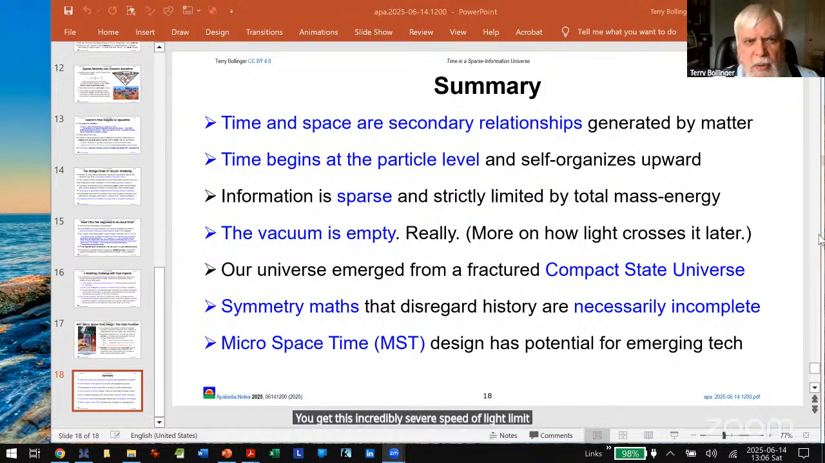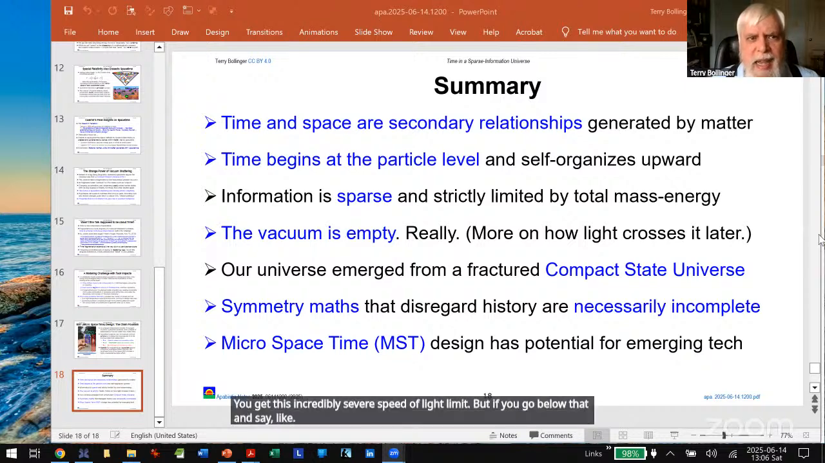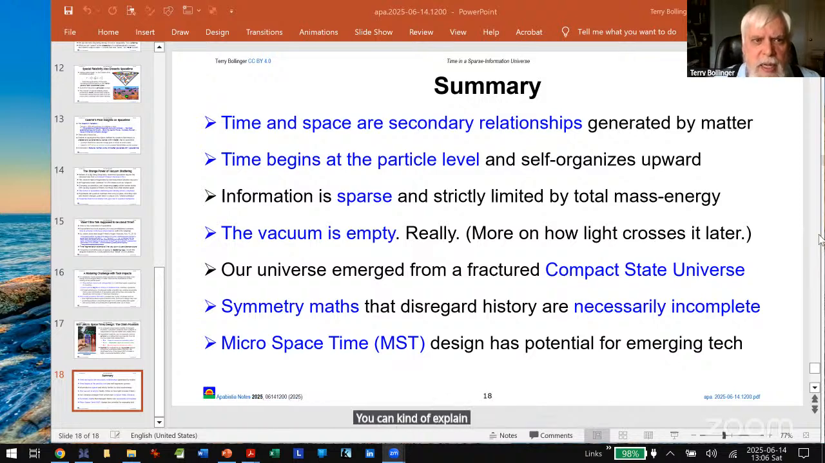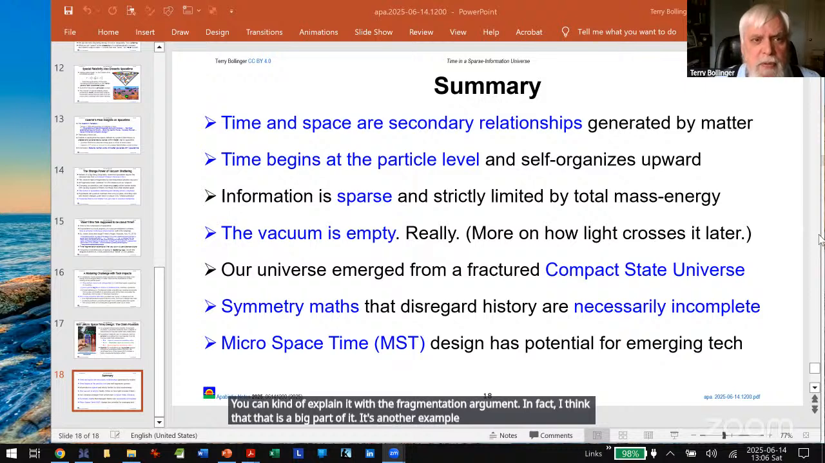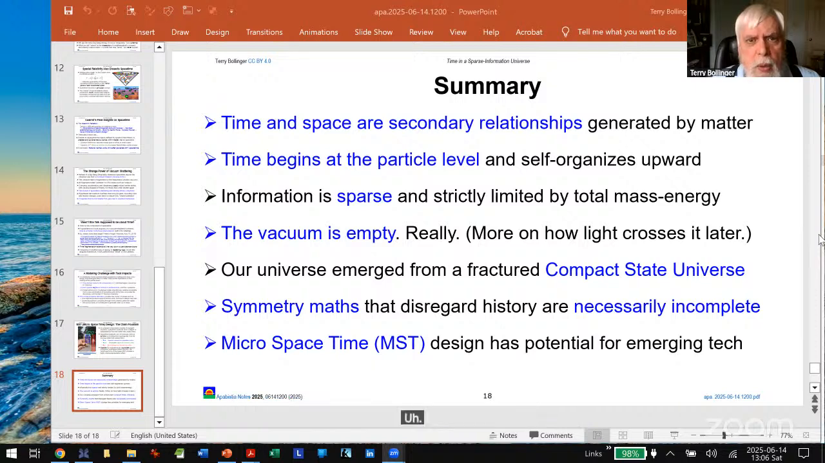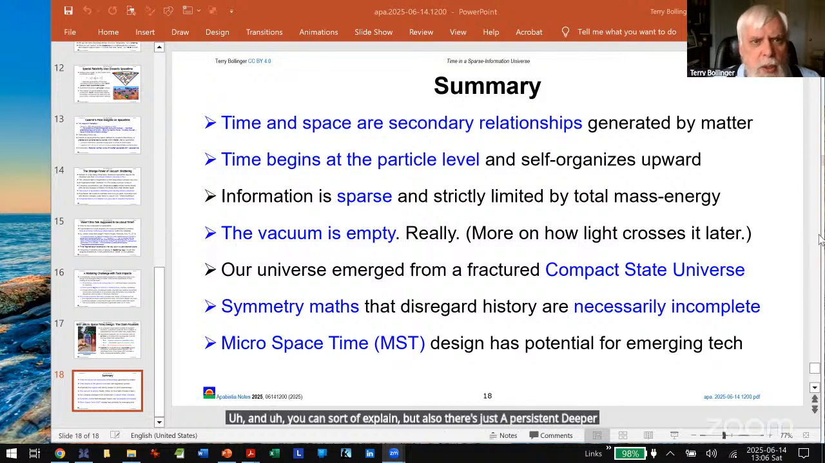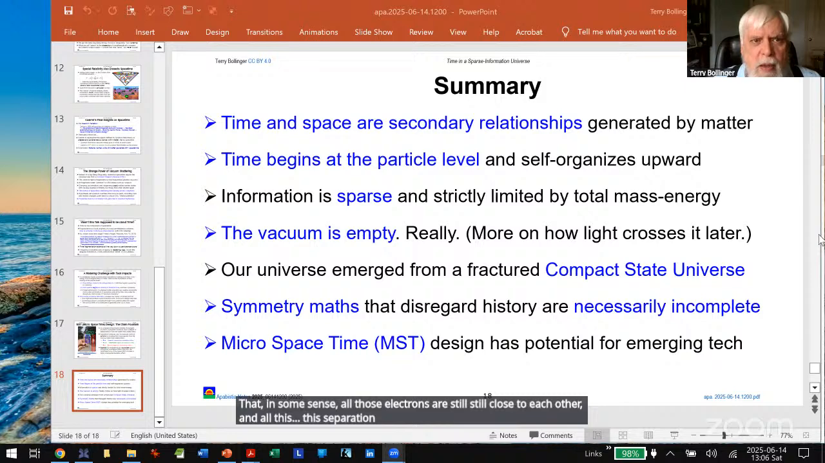But if you go below that and say, why is my electron exactly like the electron on the other side of the universe? You can kind of explain it with the fragmentation argument. In fact, I think that is a big part of it. It's another example of a dissected property from the original universe, which was not a singularity. And you can sort of explain it, but also there's a persistent, deeper connection there, that in some sense, all those electrons are still close to each other, and all this separation fabric we have built on top of that is a bit of an illusion.